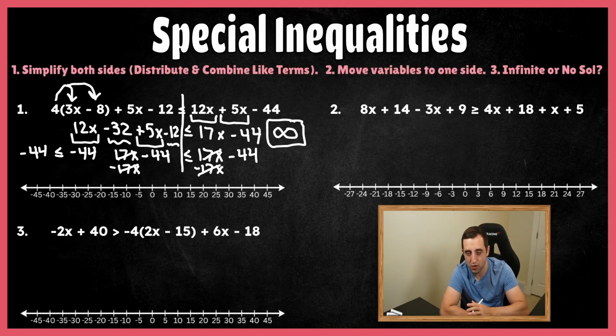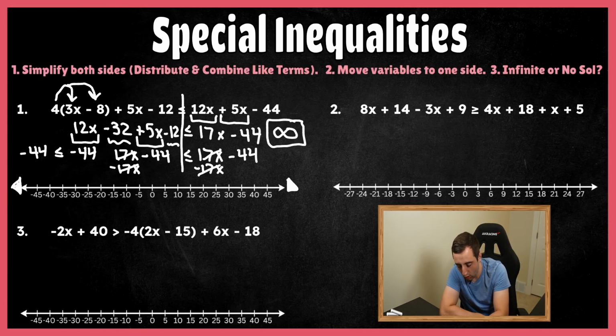And now, if you're not sure how to graph infinitely many solutions, the only thing that you need to do is just put an arrow tip on the left side, another arrow tip on the right side, and all of these numbers are going to satisfy the inequality.